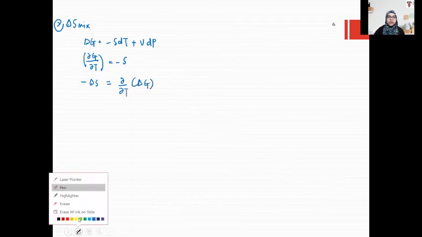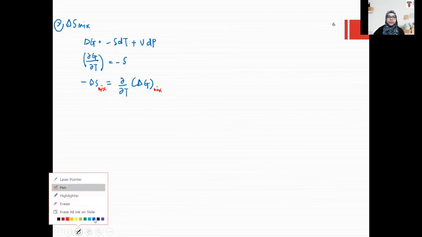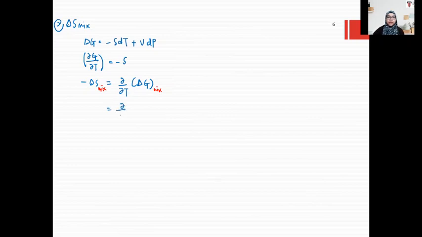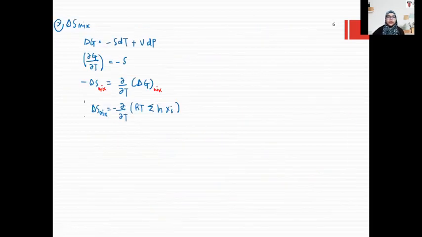Okay, for the mix, that means the equation is based on the mixture. So delta S mix equals minus R summation of Xi ln Xi, from the previous equation. So we have another expression to describe it based on the entropy.